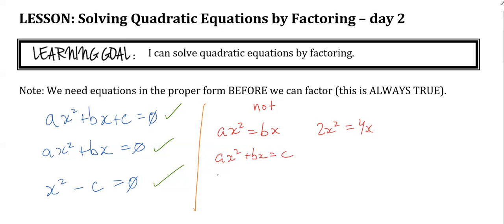Another specific example that we're going to look at today: (3x + 7) squared plus 6x plus 10 equals 0, or something like that. Brackets in there are not going to work. We've got to do something about brackets before we can solve.